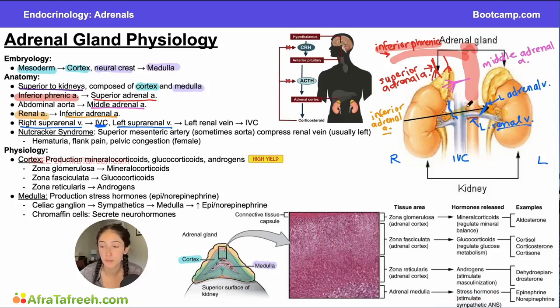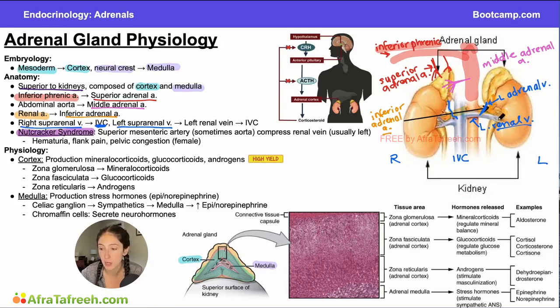Now, it's going to be important for you guys to understand that the left renal vein is longer than the right renal vein and actually has to cross the aorta to get to the inferior vena cava, because there's an important anatomical pathology here called nutcracker syndrome. Now, what is nutcracker syndrome?